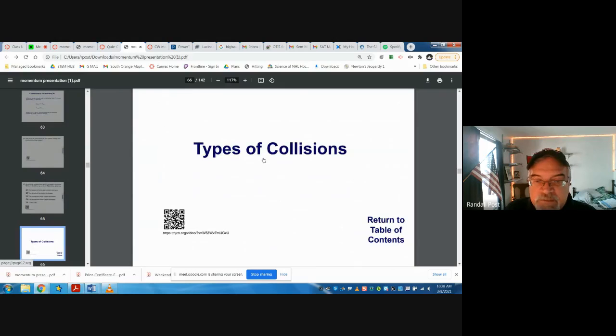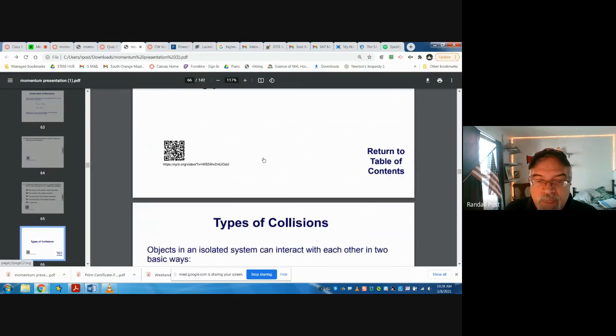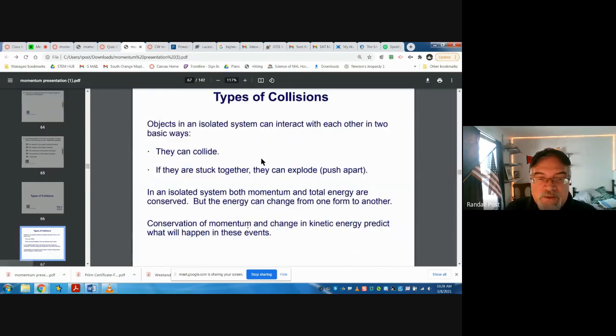Types of collisions. All right, there's different ways that things can collide. They can be stuck together. They can be blown apart, like an explosion. Or they can also bounce.